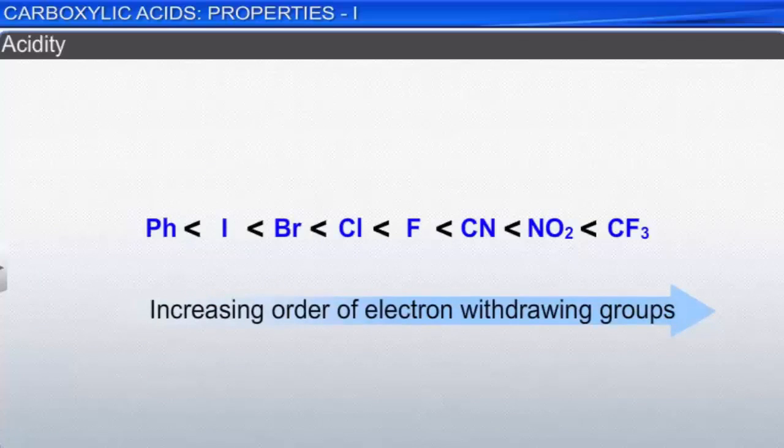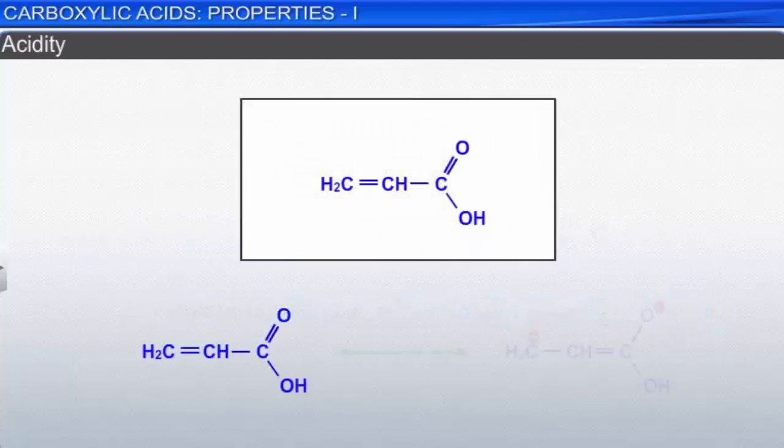Note that in the case of carboxylic acids, in which the phenyl or vinyl group is directly attached to the carboxyl group, there is an increase in the acidity of carboxylic acid instead of the decrease expected due to the resonance. This is because of the fact that the carboxyl group is attached to a more electronegative sp2 hybridized carbon.